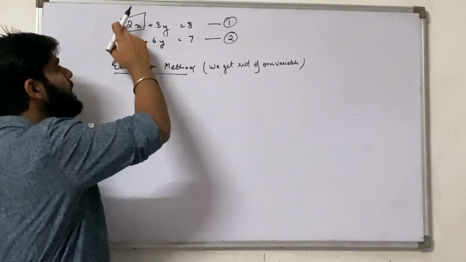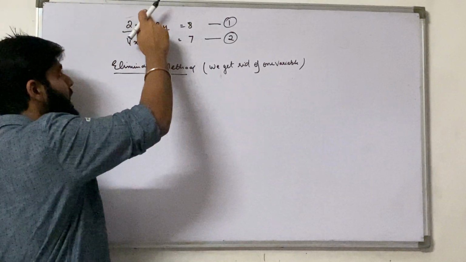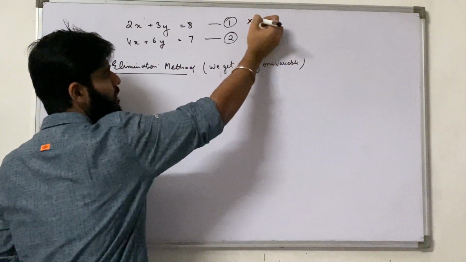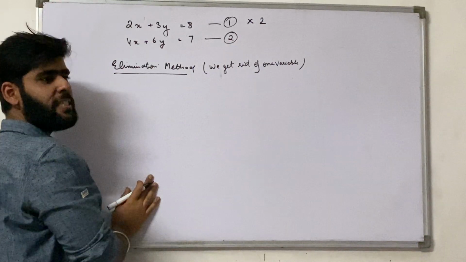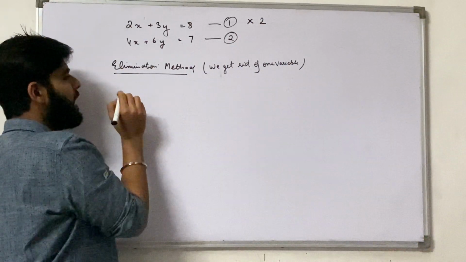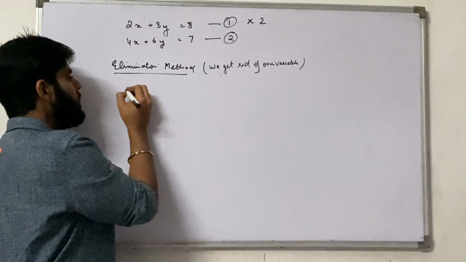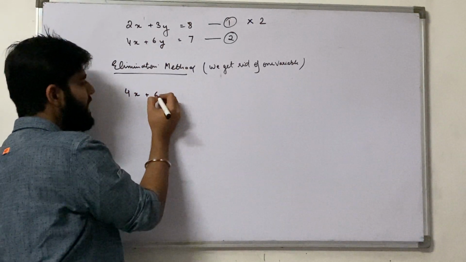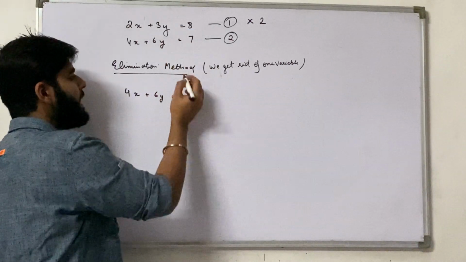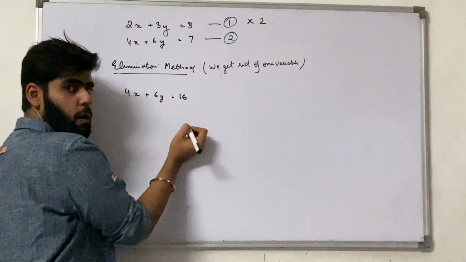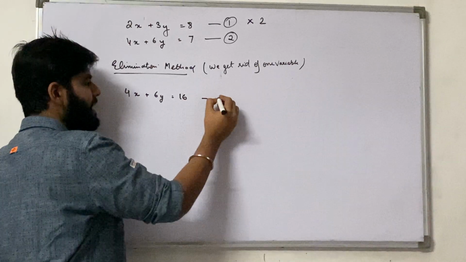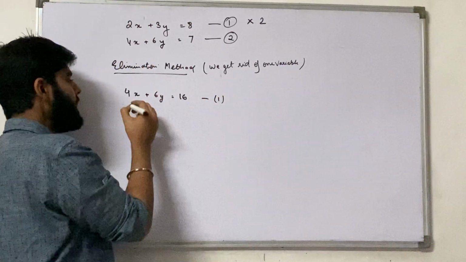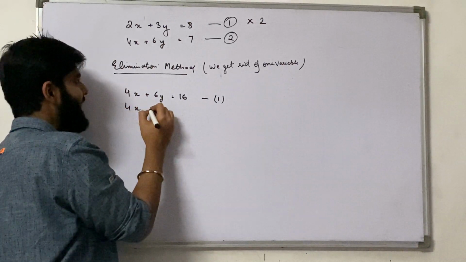How will I convert this 2x into 4x? Can I multiply equation 1 by 2 on both sides? If I multiply equation 1 by 2 on both sides, this will come out to be 4x plus 2 into 3y is 6y is equal to 8 into 2 is 16. Now I will mark this as equation 1 because it has been multiplied by 2 on both sides. The second equation we will note down as it is.